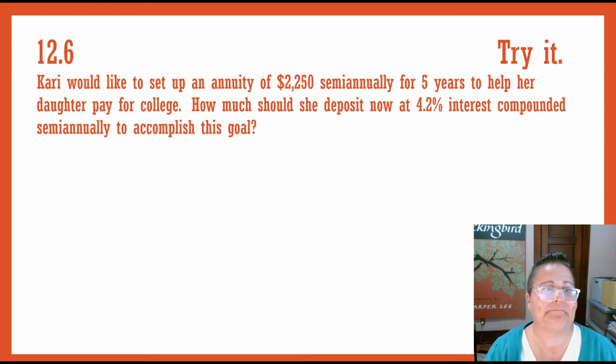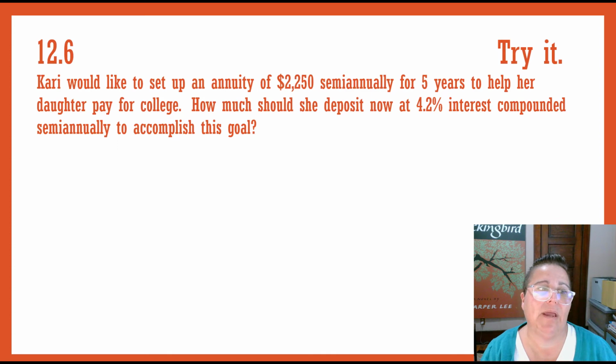Carrie would like to set up an annuity of $2,250 semi-annually for 5 years to help her daughter pay for college. How much should she deposit now at 4.2% interest compounded semi-annually in order to accomplish this goal?